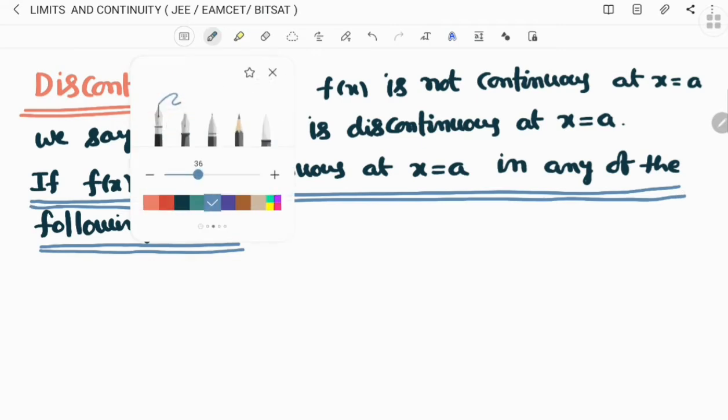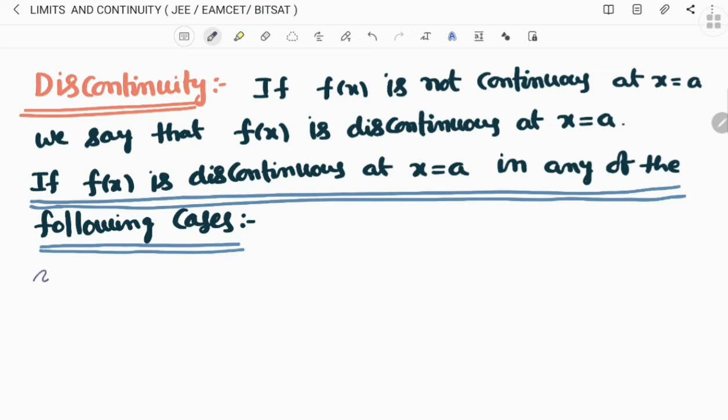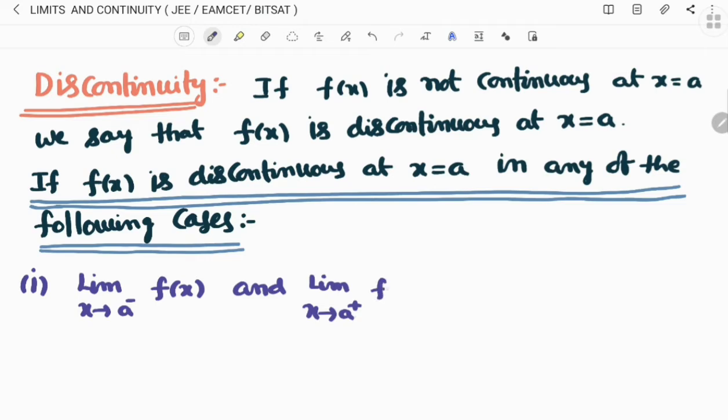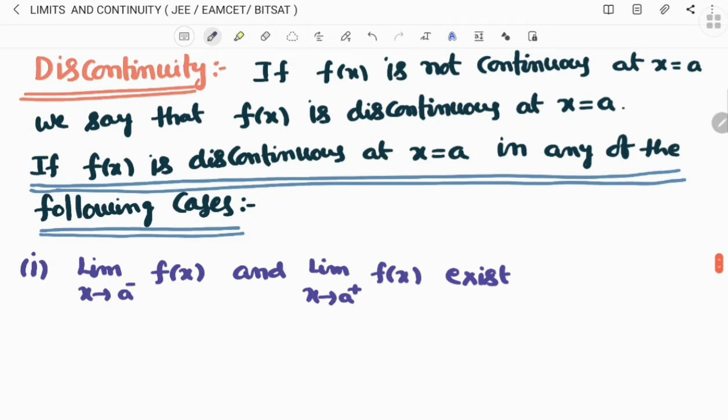So let us discuss point by point here. The first point: limit x tends to a minus f of x, that means left hand limit, and limit x tends to a plus f of x, both exist, that means left hand limit and right hand limit both exist, but are not equal. This is the first case when the function is discontinuous.